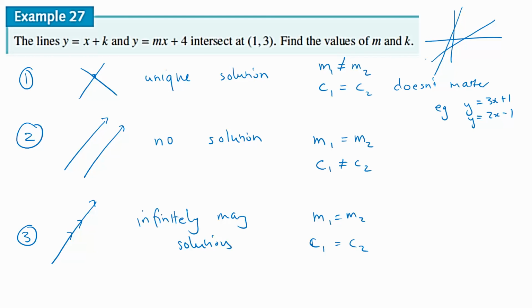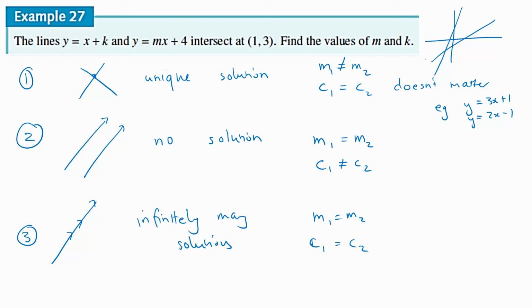C1 means like the y-intercept of the first equation. Y-intercept. Remember, y equals mx plus c? C is the y-intercept. Yeah? So the y-intercept doesn't equal. This one: y-intercept equals, gradient equals. Alright? So that's your notes for exercise 2H.